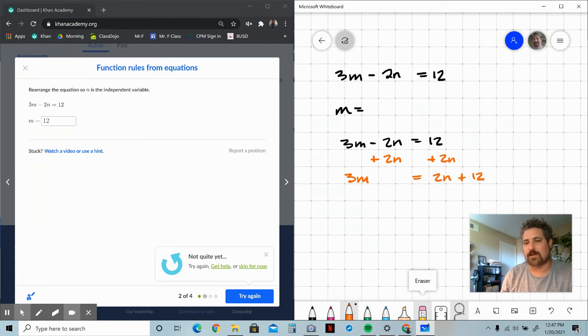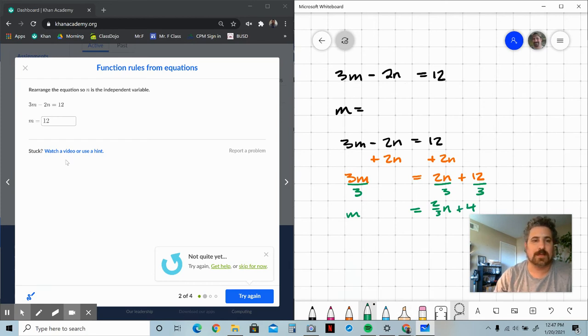You want to get the value not of 3m's, but the value of 1m. You want to solve for m. So you're going to divide both sides by the coefficient of m, 3 in this case. When you divide the right side, you can divide all terms by 3. So what you end up with there is that m is equal to 2/3 of n plus 12 divided by 3, which is 4. So ultimately what you get is 2/3 of n plus 4.